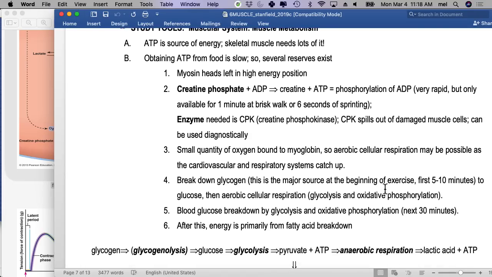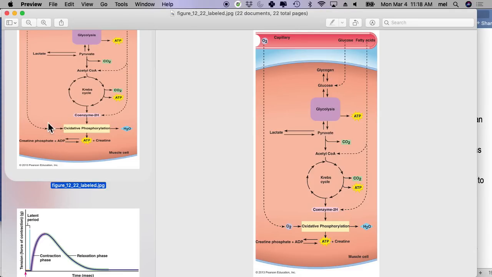Okay, so now I'm like 6.5 seconds in, or maybe a minute maximum into muscle contraction. Now, I want to start using the oxygen that was bound to myoglobin, simply because my cardiovascular and respiratory systems may not have caught up yet. Because you start wiggling before you tell your cardiovascular and respiratory systems. You just start doing it, right?